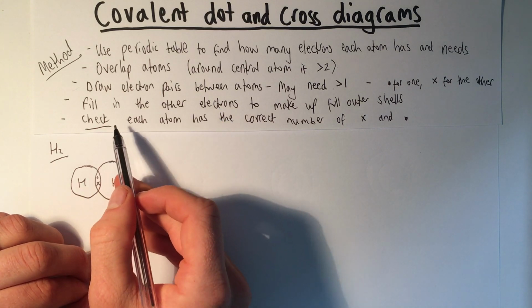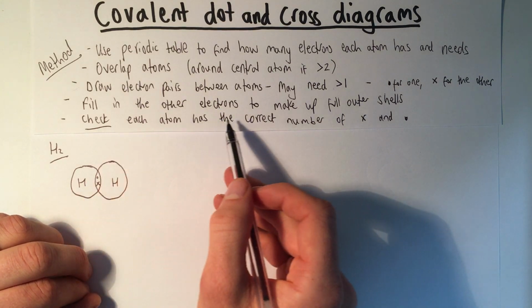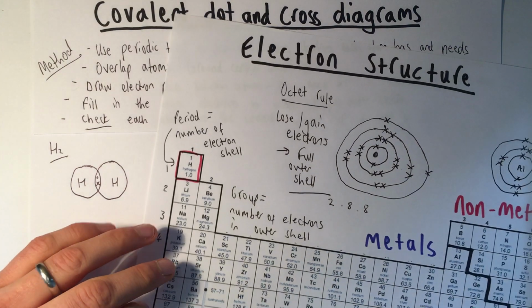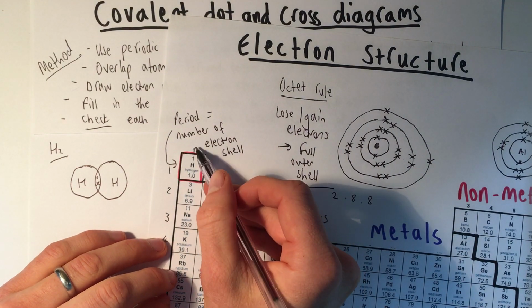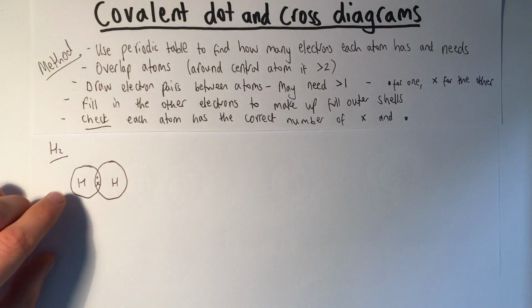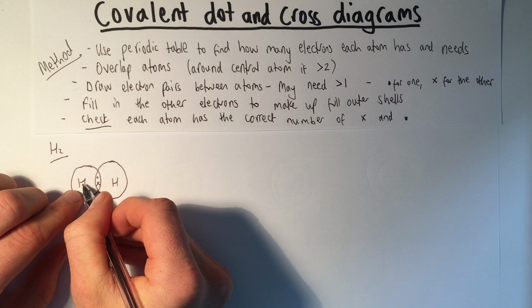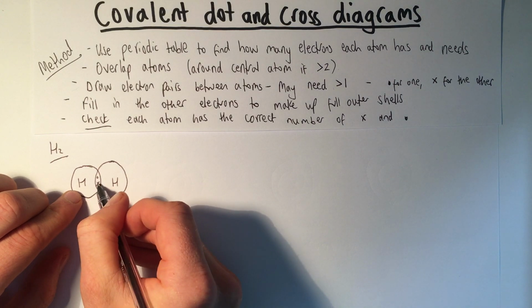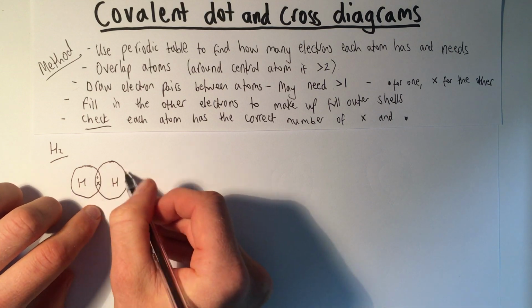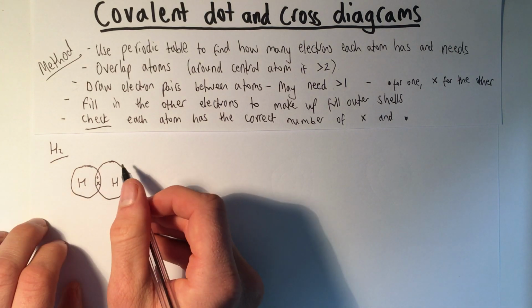And now last step, I check each atom's got the correct number of crosses and dots. So each hydrogen atom should have brought 1 electron and should have received 1 more. So this one, which will be the crosses, should have brought 1 cross and received 1 dot, and it has. And this one should have brought 1 dot and received 1 cross, and it has. That's a really simple example, H2.